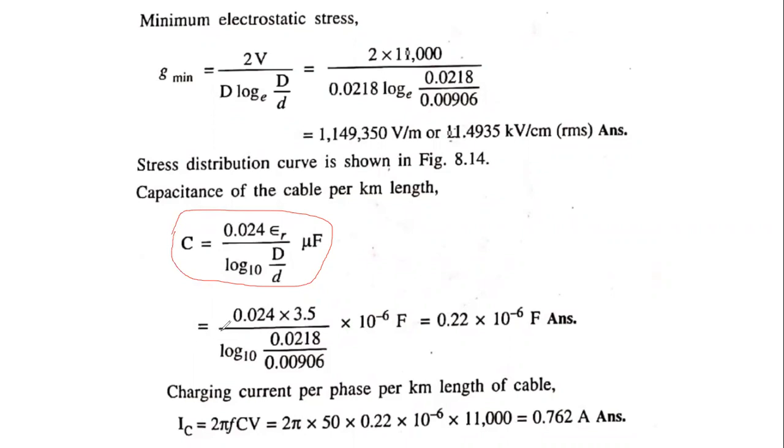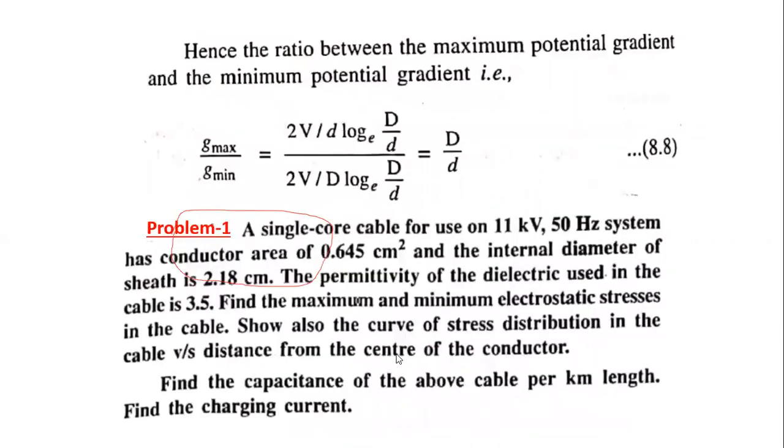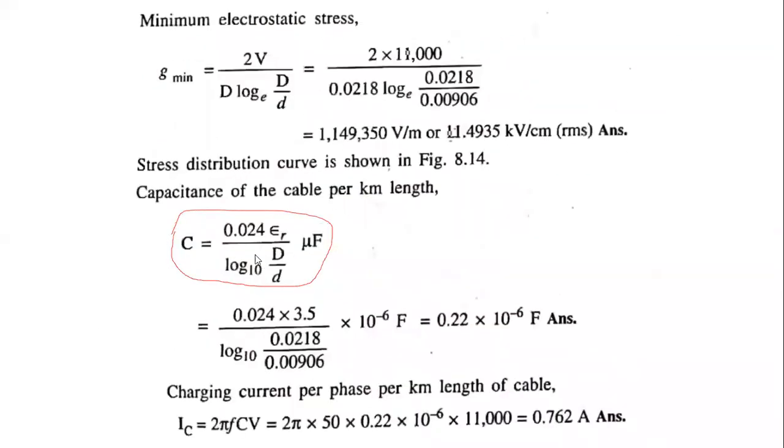Therefore C is equal to 0.024 into epsilon r. What is epsilon r? Epsilon r is the relative permittivity. The permittivity of the dielectric used in the cable is 3.5. Therefore epsilon r is equal to 3.5, by log base 10 capital D by small d.